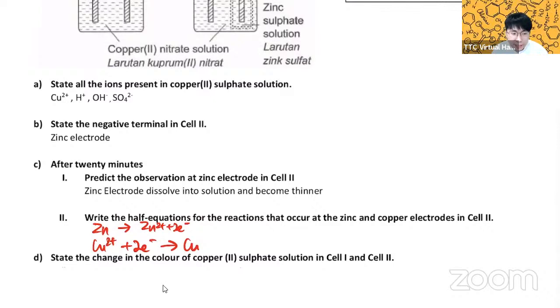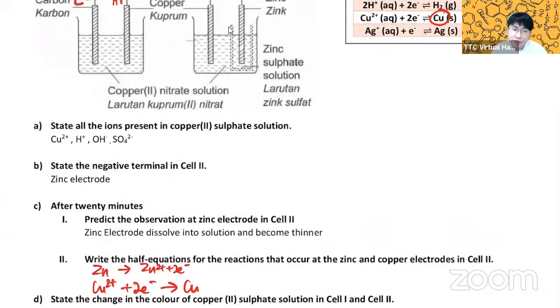State the change in color of your copper(II) sulfate in cell 1 and cell 2. Tell me, cell 2 first, because cell 2 is the voltaic cell. The color of copper(II) is blue, so will your blue color increase, decrease, or remain unchanged? Look at the two equations in cell 2. One equation forms Zn2+, nothing to do with Cu2+, right? But the next one is Cu2+ turning into Cu. You are using up Cu2+ at one side and never producing Cu2+. So should the color increase or decrease? Decrease. Very good.